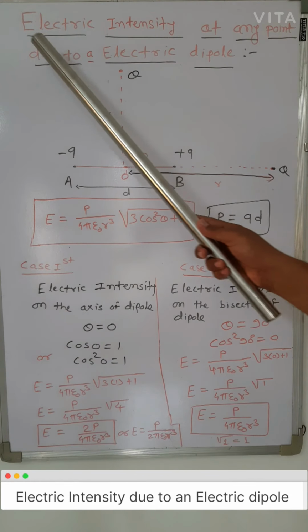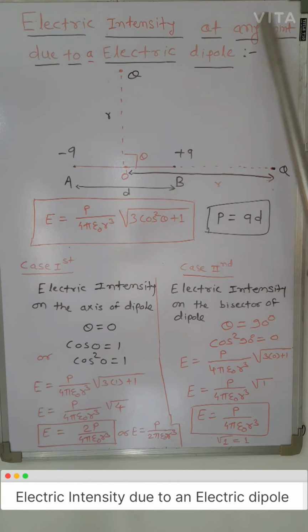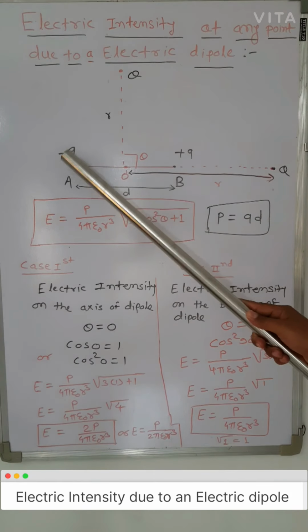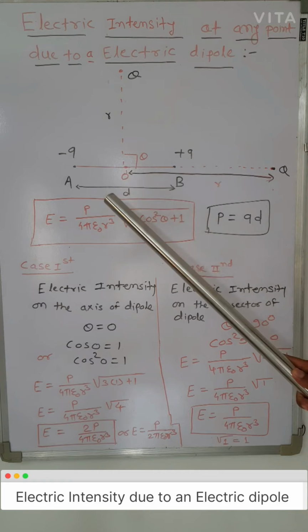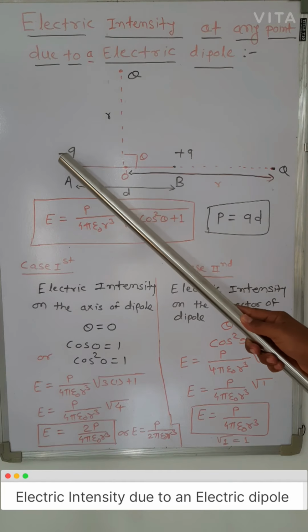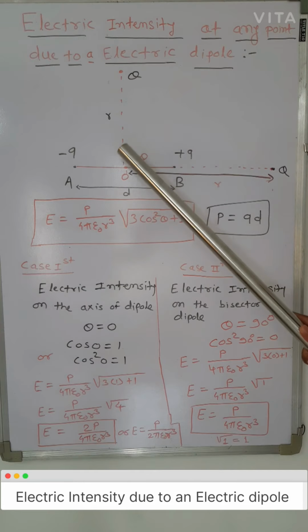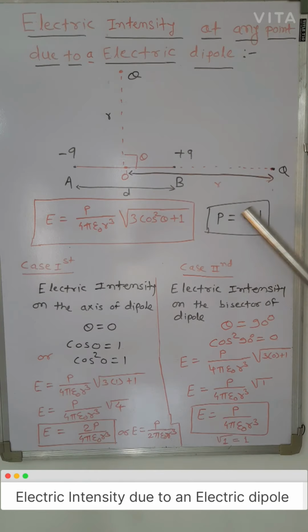Hello everyone. Here we are going to discuss the electric intensity at any point due to the electric dipole. So here we have a given dipole, that is minus q and plus q, which are separated by a small distance. So negative charge and positive charge which are separated by a small distance is called a dipole, and dipole moment is the magnitude of either charge times the distance between them.